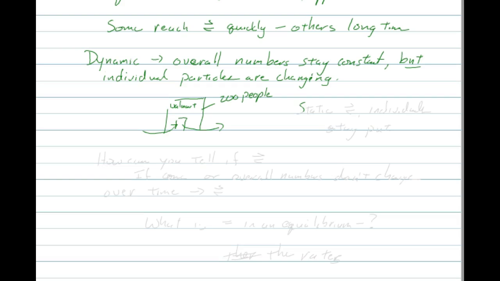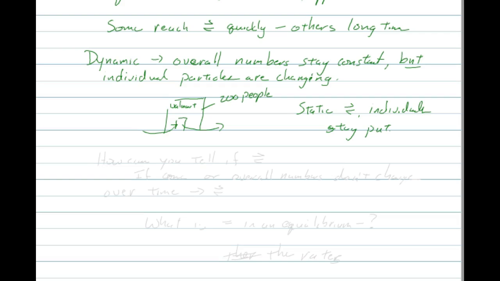In something called a static equilibrium, the individuals stay put. It's more like physics where you have a rock on a slope. That's a static equilibrium. It's balanced. If you push a little bit, it'll go rolling down the hill, but it's not moving initially. So it's staying put. You're not constantly getting rocks going down the hill and then coming back up the hill.